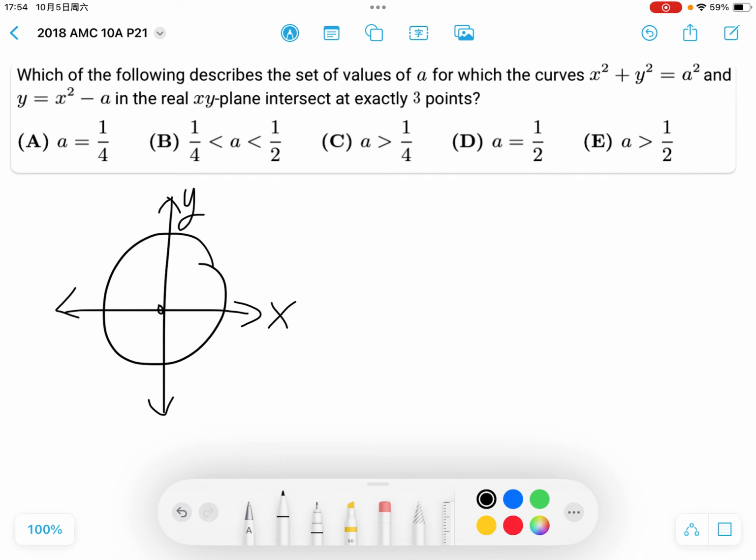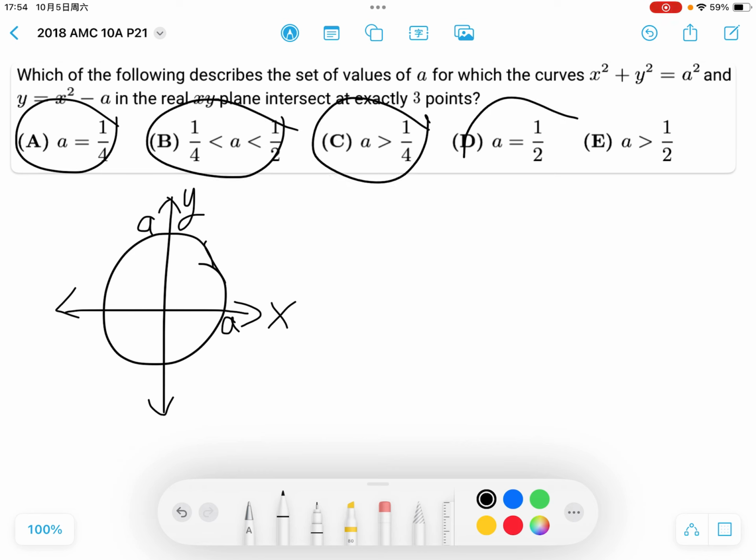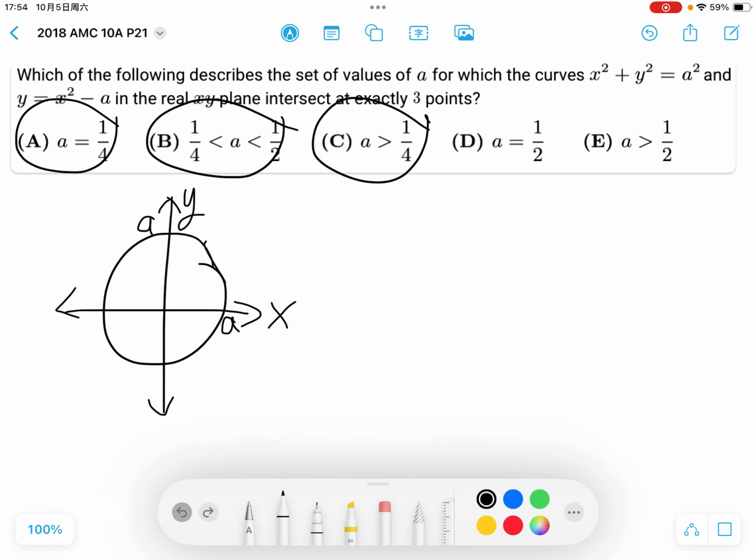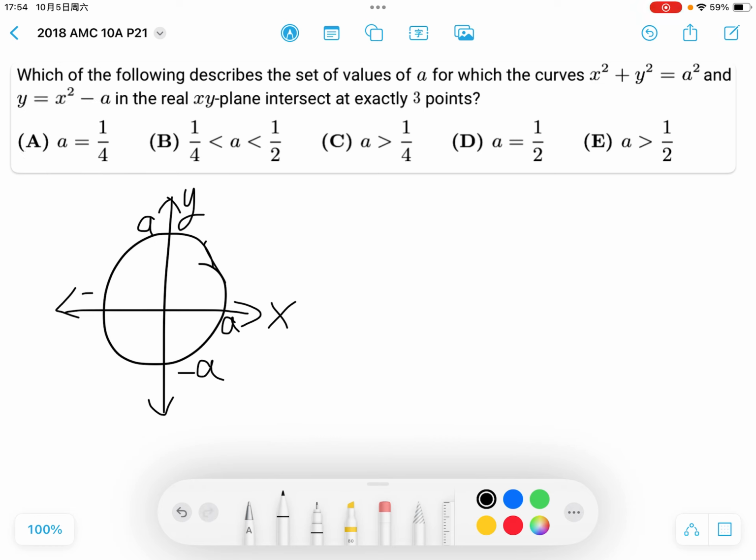Its center is at the origin, okay? So now it has a radius a. So this is a, this is a. Let's just assume a is positive, because in all of these values over here, a is positive. So this is a, this is a, this is negative a, this is negative a.